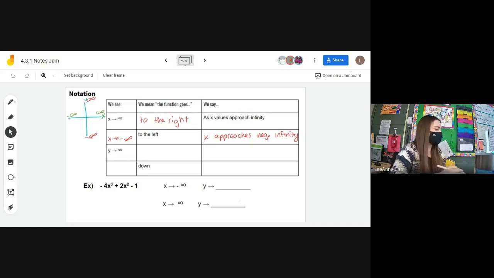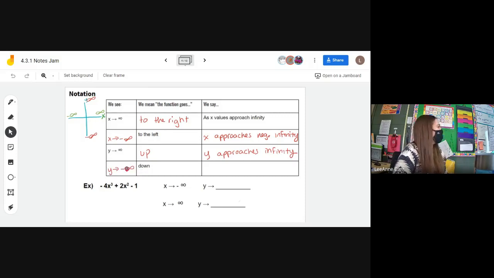So then if we think about our y values, if y is approaching positive infinity, are we moving up or down, you guys? If y is approaching positive infinity, am I moving up or down? Yeah, thank you. We got it in class and virtually. We are moving up. And we would say y approaches infinity. On the other side, if we want to move down, we would say y is approaching negative infinity.